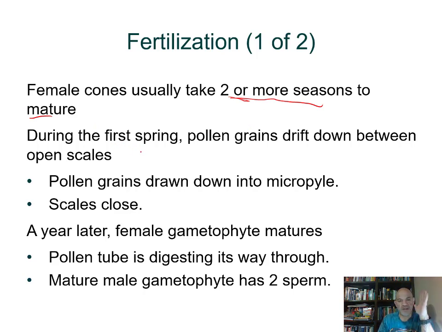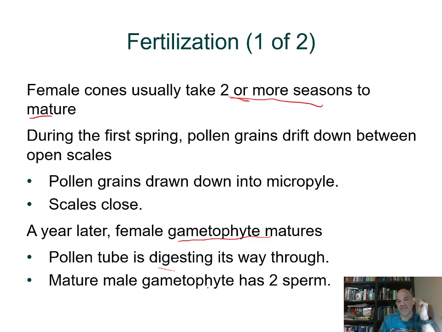During that first spring, when the megagametophyte is going through its development, pollen has already been released and drifted in there. The pollen grains fall into the base of the pine cone and get trapped down in there, and then the scales kind of close up on the pollen. By the full year after that, the female gametophyte finally matures, and that pollen tube has made its way as described when we were looking at the picture there.